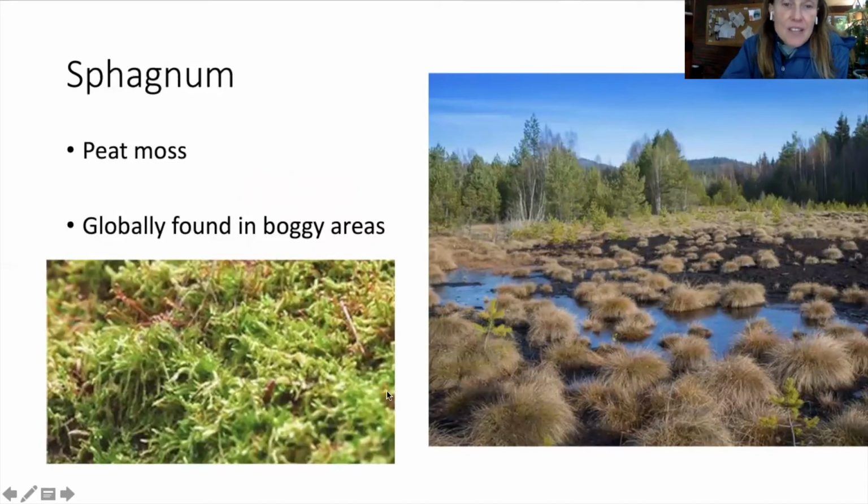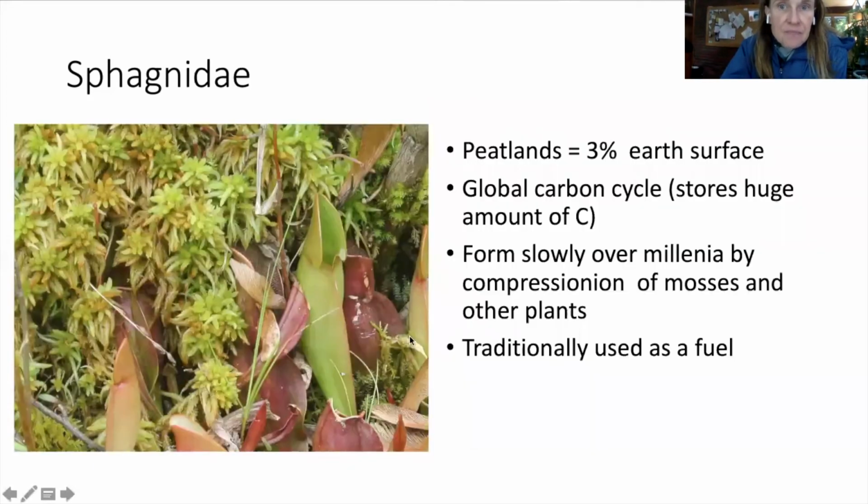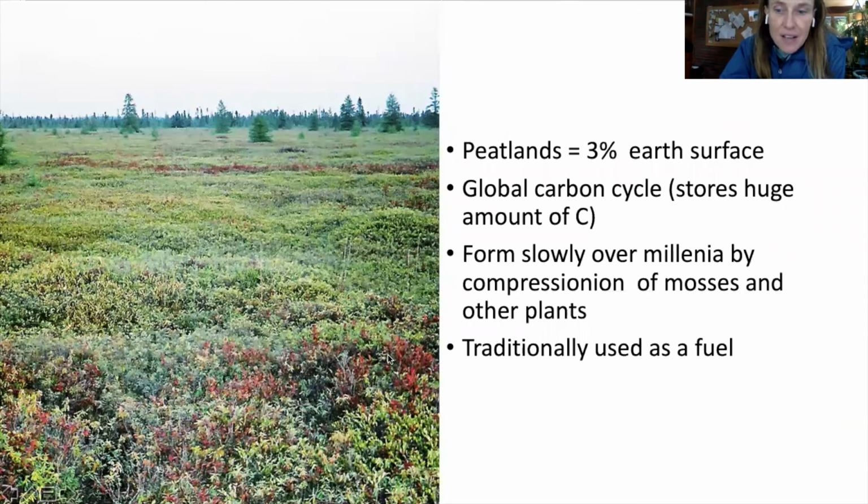Sphagnidae is obviously the group that peat moss belongs to. Sphagnum, you've probably heard of them. They're found all over the world in boggy areas, and they've actually been really culturally important. Well, they're ecologically important in peatlands in terms of the global carbon cycle. It stores a huge amount of carbon, right? Peatlands are really, really deep, and they form slowly over millennia by compression of all the plants. And they produce a form of carbon, because it's compressed over millennia, that has been used traditionally as a fuel source. Here's a wetland, beautiful.